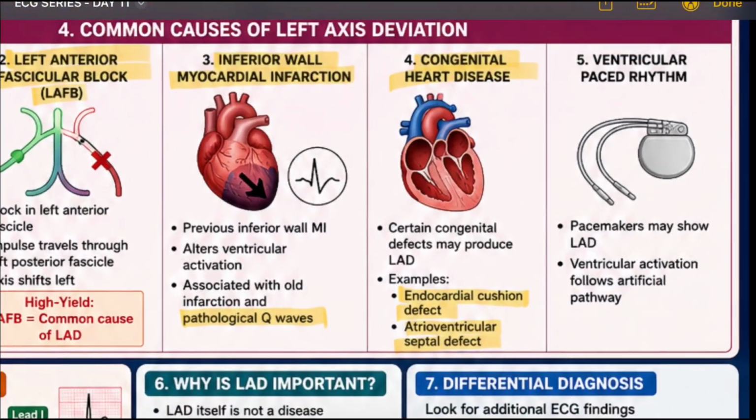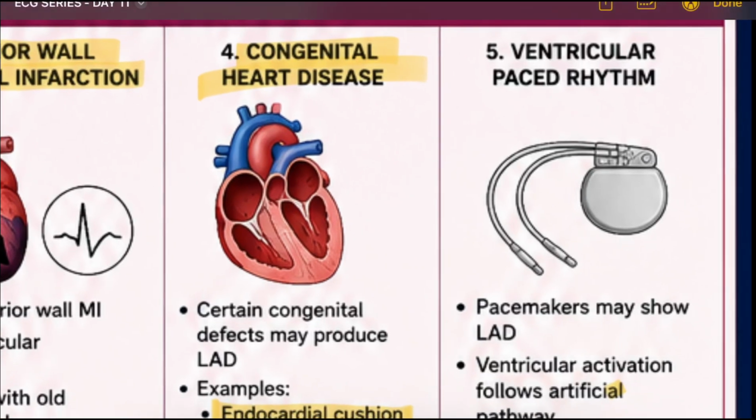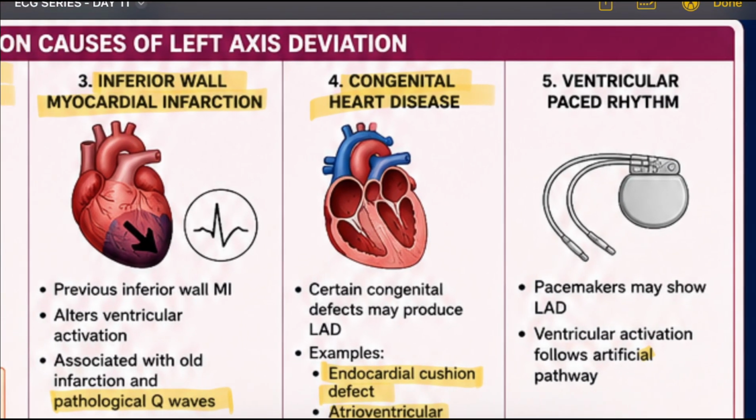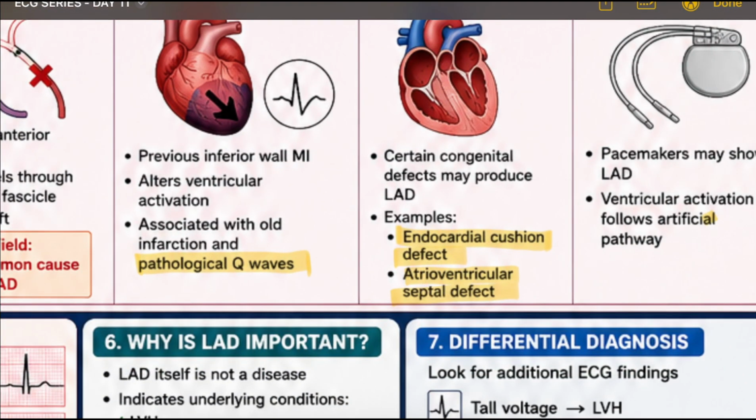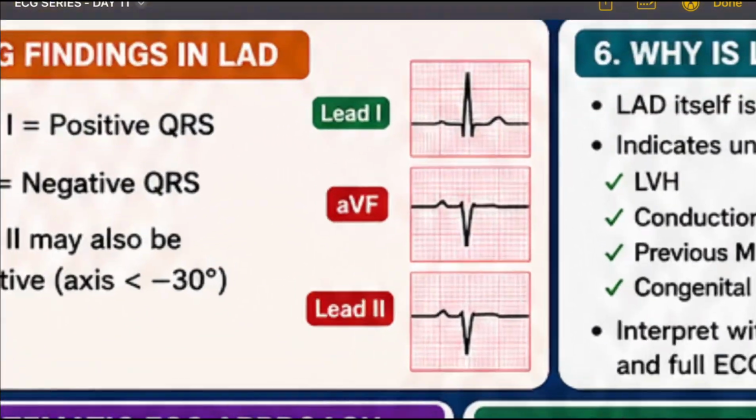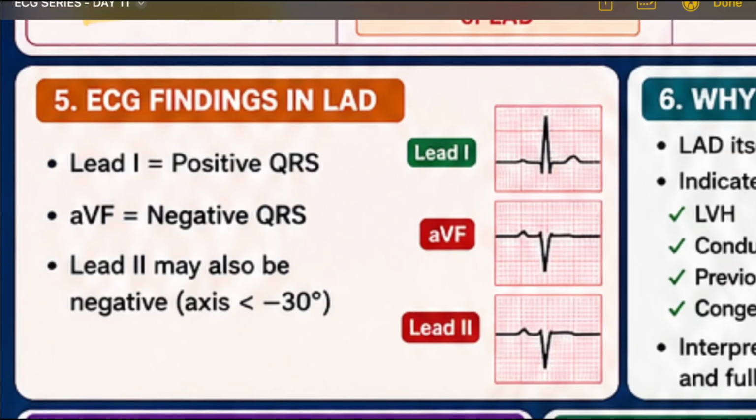Okay. Next, one more we have, that is ventricular paced rhythm. Patients with a pacemaker may show left axis deviation because ventricular activation follows an artificial pathway. Okay, so the ECG findings in left axis deviation. The typical ECG findings include lead 1 positive QRS and AVF negative QRS. Lead 2 may also be negative if the axis is less than minus 30 degrees.